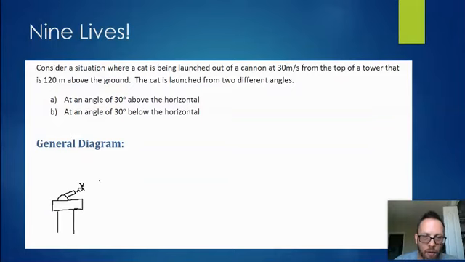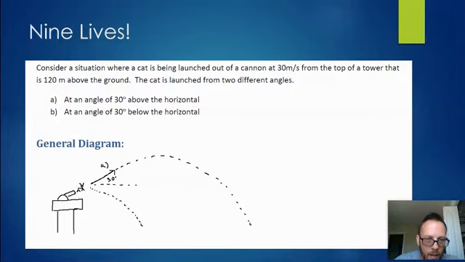And so we have 2 cases here. For part A, we're going to be launching the cat at 30 degrees above the horizontal. And for part B, we're going to launch it below. Hopefully, it's pretty obvious in which case the cat is going to travel farther. We're expecting in part A to get a horizontal distance traveled a lot bigger than we get in part B. So this question is just to get you used to calculating V1y and Vx initially.